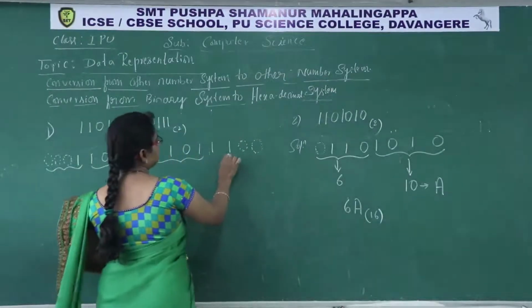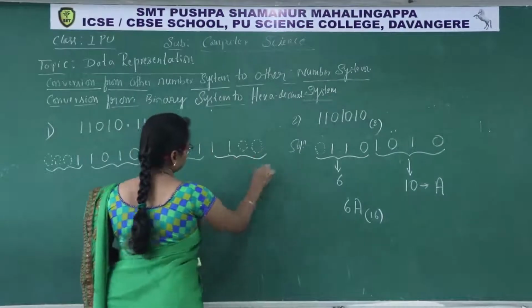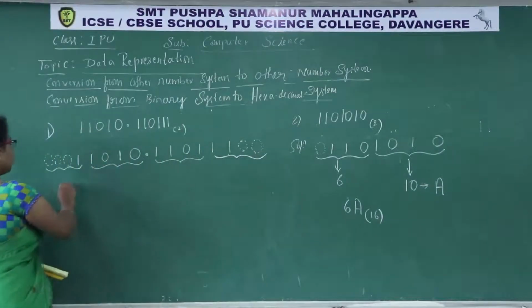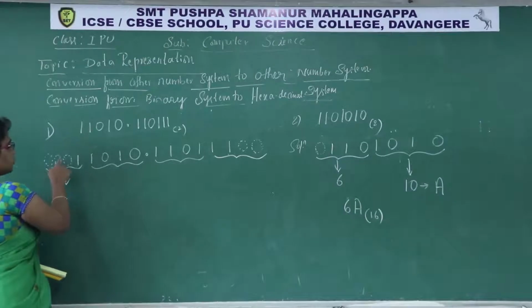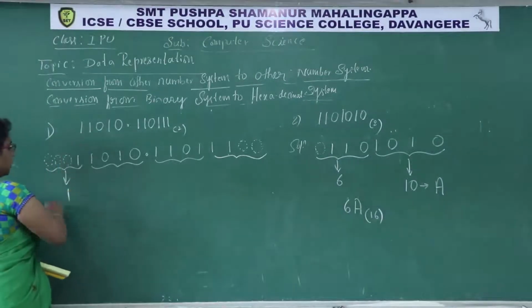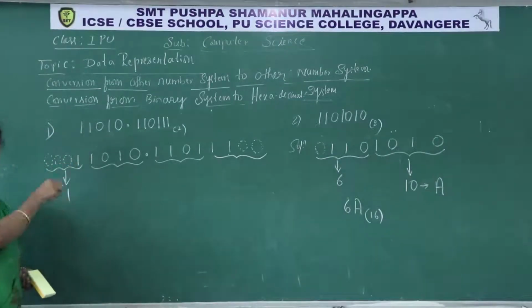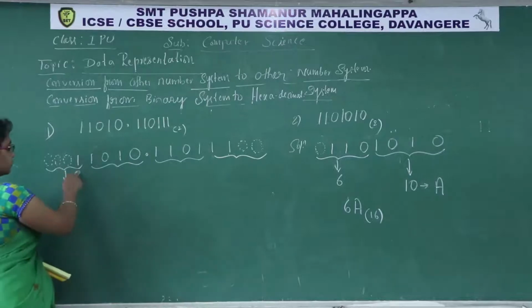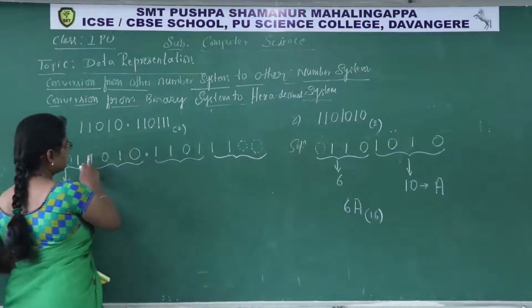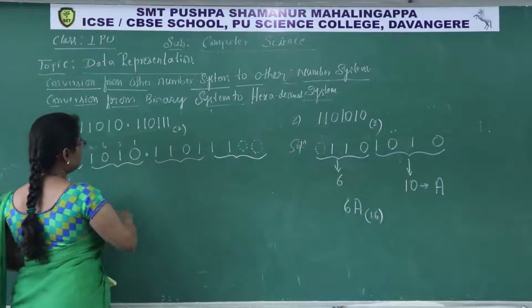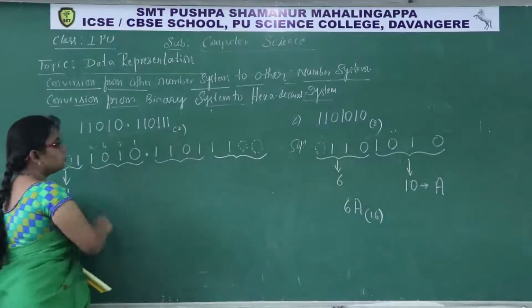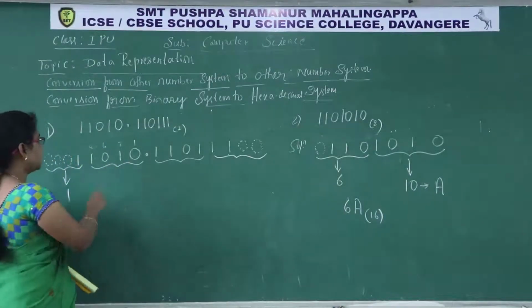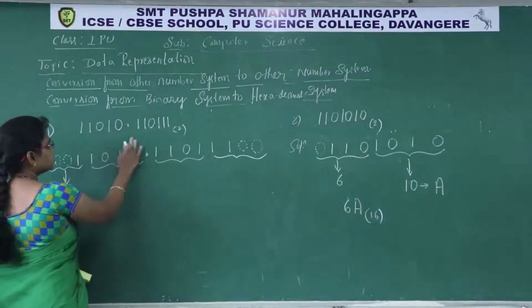Then what is the value of 0001? 8, 4, 2, 1. Under 8, under 4, under 2 there are zeros, so we should not consider them. Under 1 there is a 1, so I must take 1. Here also 8, 4, 2, 1. Under 8 and 2 there are ones, so I consider only these bits. 8 plus 2 is 10.